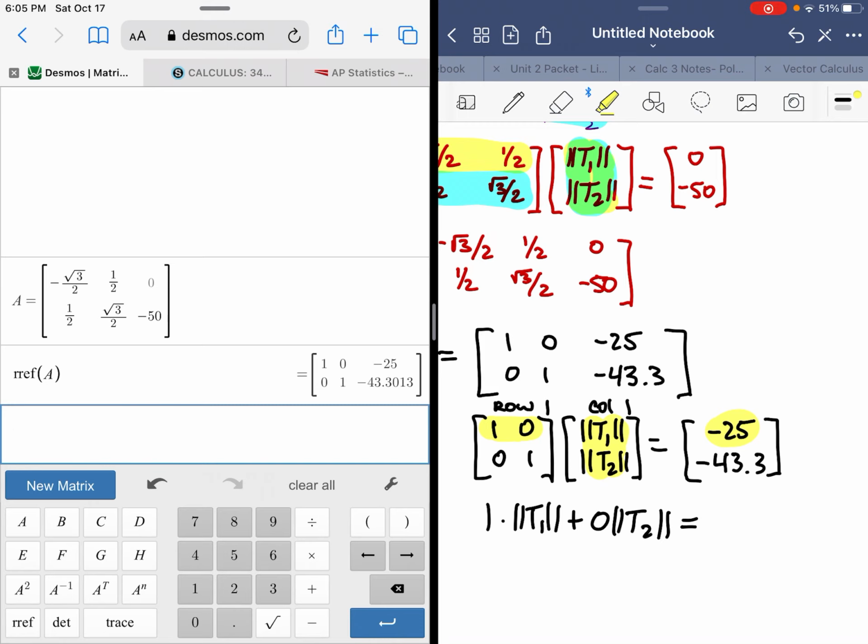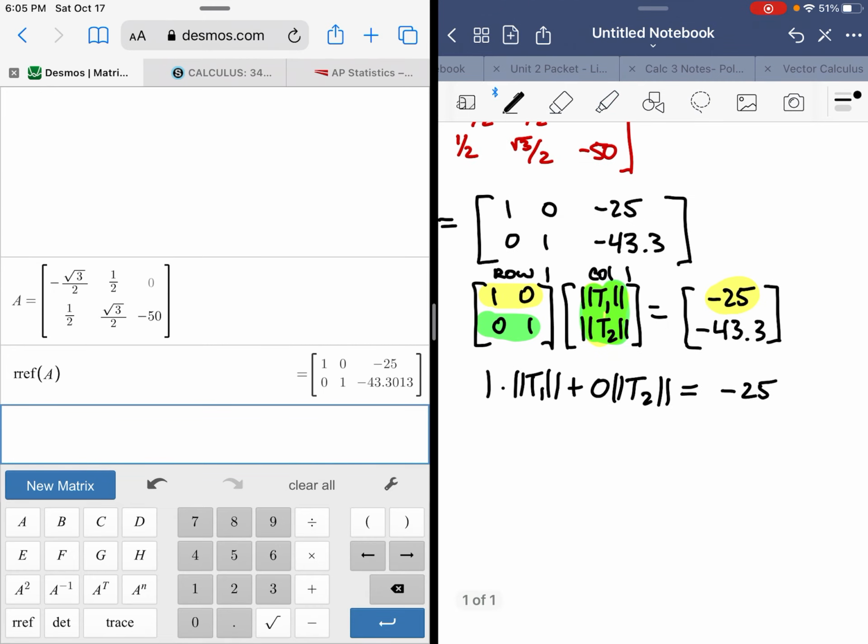There's only one column, so I'm not worried about the number of columns, but it is in the first row of quote-unquote column 1, right? So that should give me a negative 25. And then we would do the same thing: 0, 1 multiplied by T1, T2.